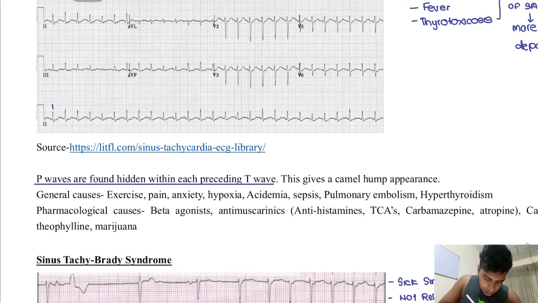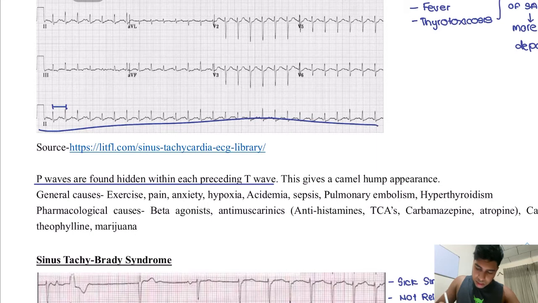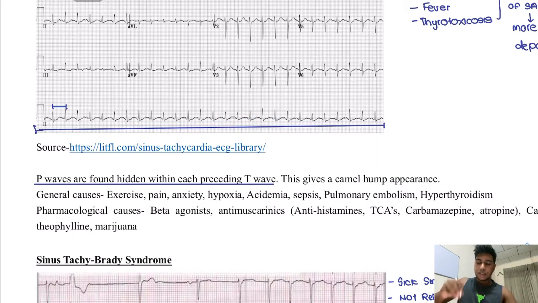Always use lead 2 because that is the rhythm strip. It's a long strip, you can see it's long. So you can actually judge the rhythm to see if there's any alterations in the rhythm. Does it suddenly become slow or fast? So you can see the gap is 2 boxes. So the rate is going to be 150 beats per minute. Okay, 300, 150, 100, 75, 60. Just remember it like that.